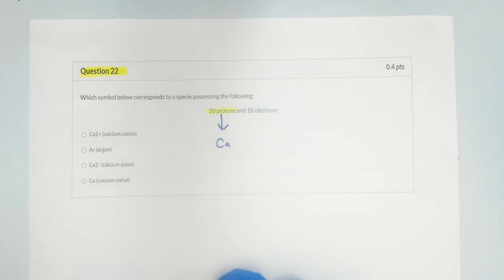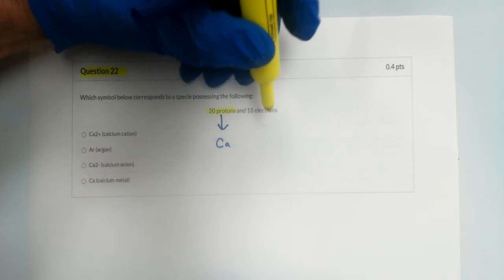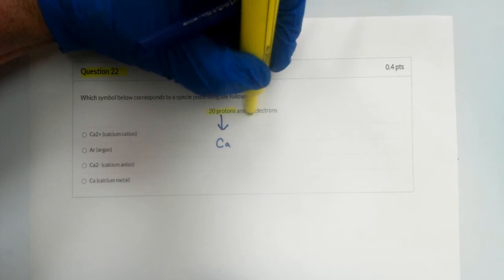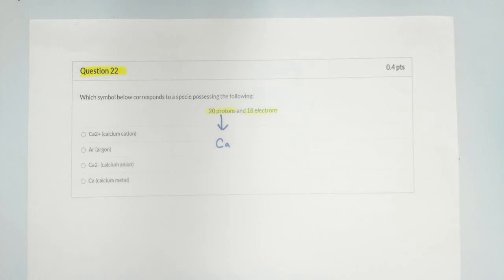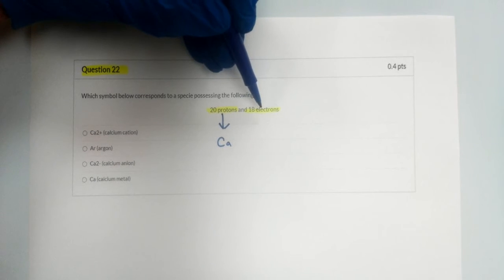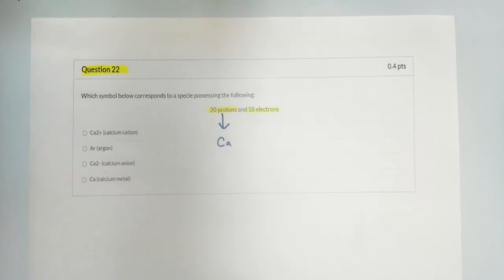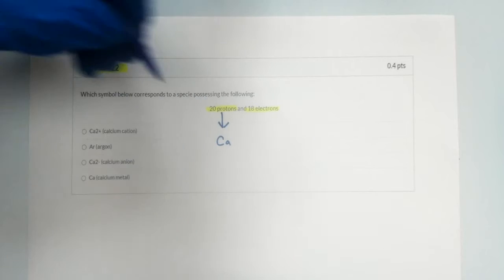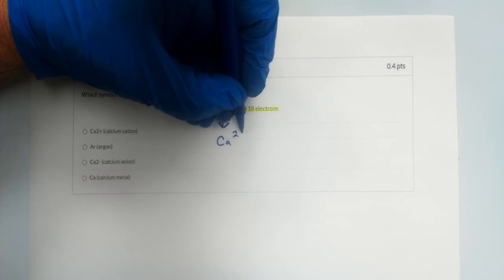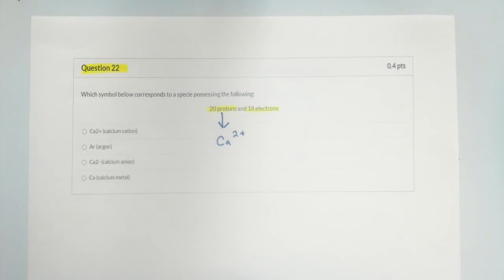Now, the next thing we have to do is figure out how many electrons there are and how that affects the charge. It said we have 18 electrons. What do you notice about that? What's weird about that? Well, it means we have 2 fewer electrons than we have protons. So if we have 2 fewer electrons than protons, then our charge is going to be 2 plus. So that's how that works.